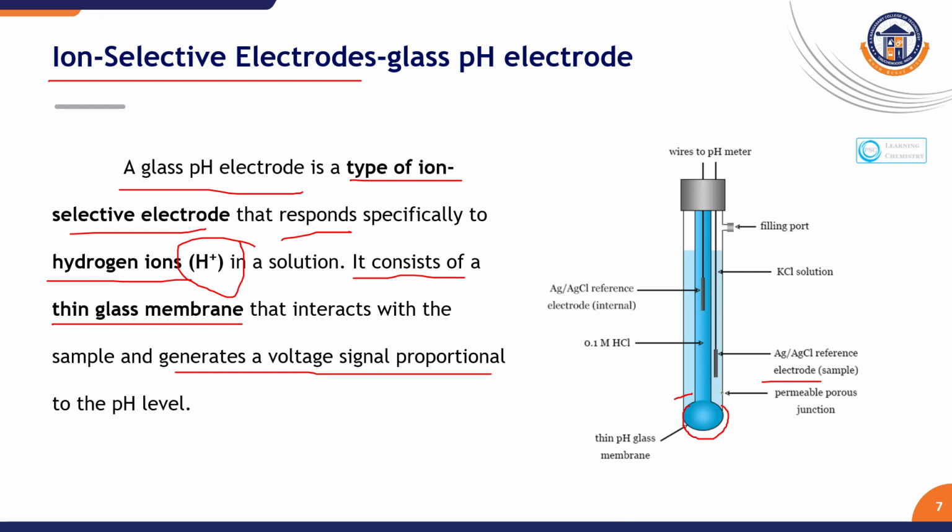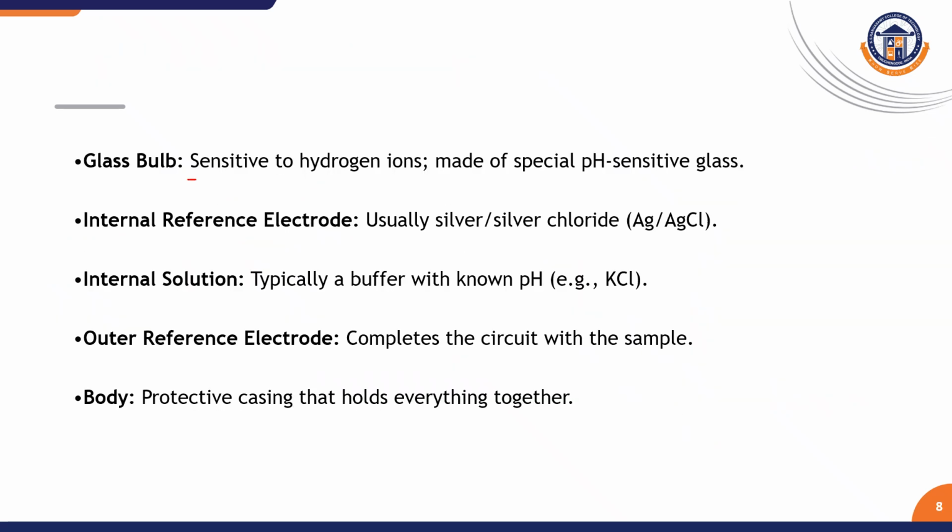See here the glass tube, which has a thin-walled membrane, the pH glass membrane. Here is a permeable porous junction, and the silver chloride reference electrode. The solution filled in is KCl solution, and the silver chloride reference electrode acts as an internal electrode. The glass bulb is sensitive to hydrogen ions and made of special pH sensitive glass. The internal reference electrode is usually silver and silver chloride, AgCl.